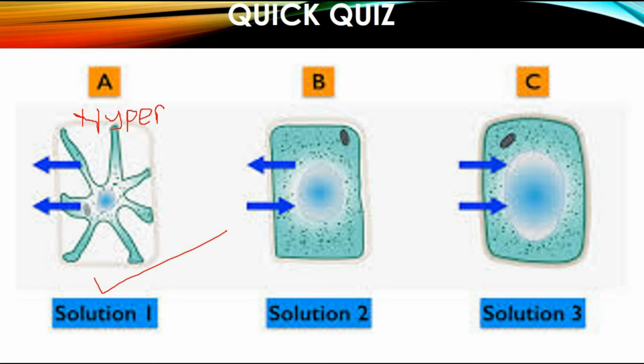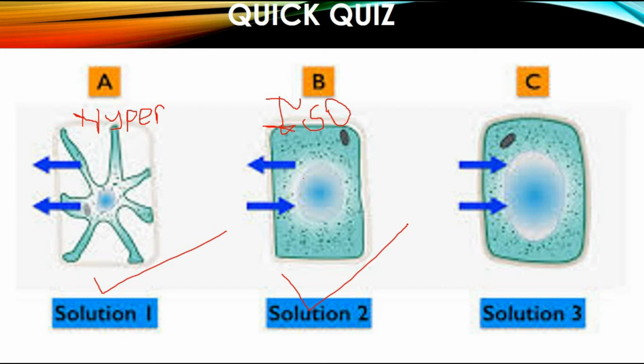Let's move to the second one. B. Another person. B is isotonic, miss. Why do you say isotonic? Because the water outside and the water inside is equal. There's a net equal concentration. Good. Now I don't want you to tell me about water. I want you to say water particles. Okay? Good. Correct. Wonderful.